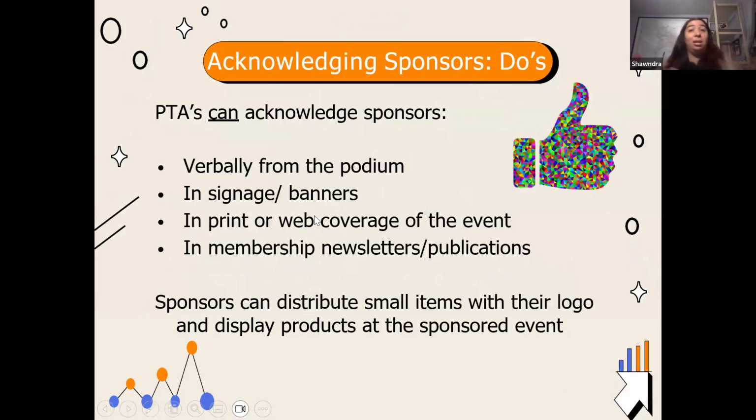So, acknowledging sponsors, the do's. PTAs can acknowledge sponsors verbally from a podium. If you're making a speech, you can thank your sponsors. You can put up signs or banners thanking them for sponsoring an event, in print or web coverage of the event, or in membership newsletters or publications. And sponsors can distribute small items with their logo or display products at a sponsored event.